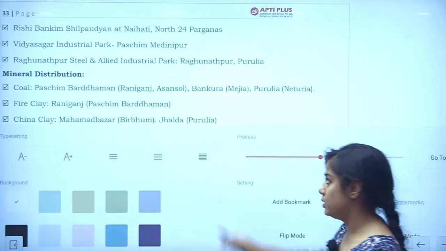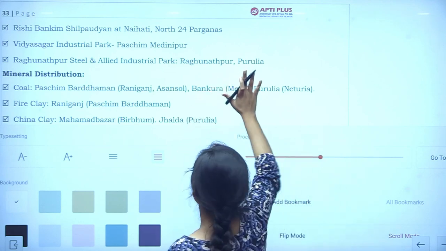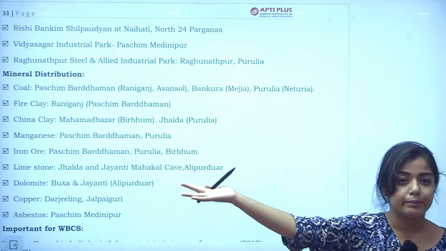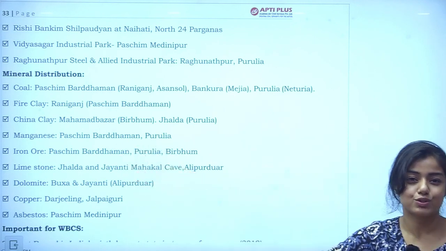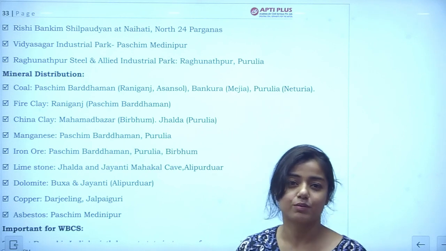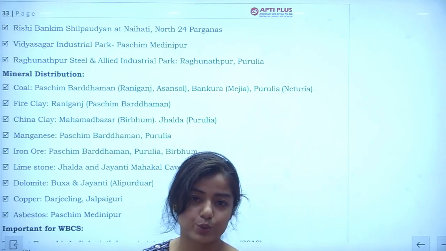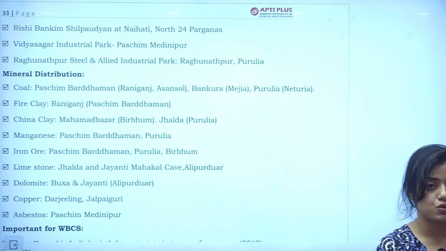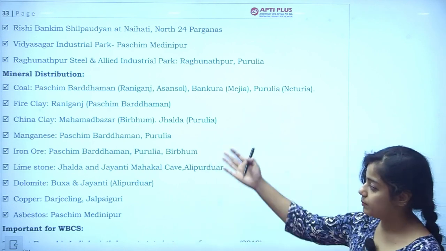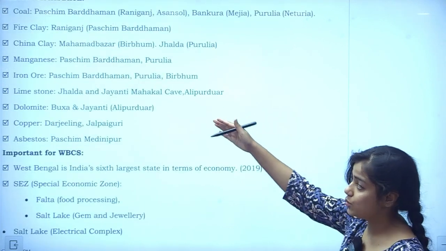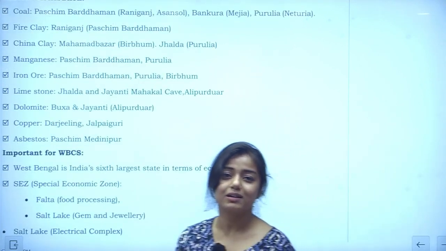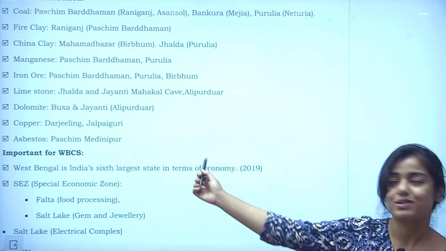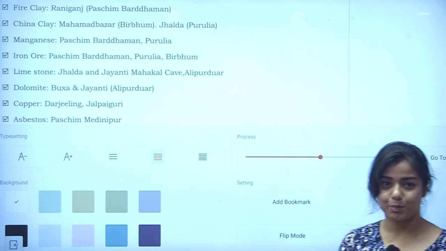Mineral distribution. The next important part is that minerals are considered the wealth of a state or a country. So which district is rich in what type of mineral is something we have to learn, and hopefully you have read about the characteristics of these minerals while studying Indian geography. So please do go through this part as well. As I told you, the Buxa Jayanti range in Alipurduar, in the northern Himalayan region, is rich in dolomite, very important.